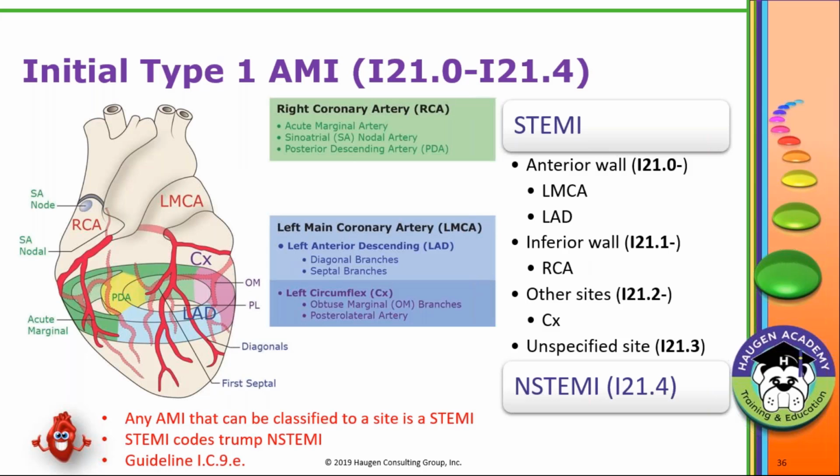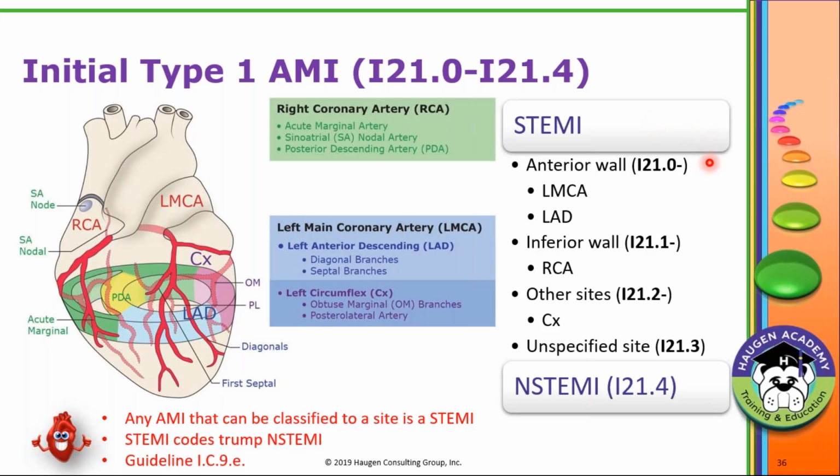When we talk about initial versus subsequent, they all refer to type 1 AMI. There is no such thing in ICD-10 as a subsequent type 2 AMI. I'll say it again. When we're coding in ICD-10, there's no such thing as a subsequent type 2 AMI. So in a type 1 initial AMI, they're classified as either STEMI or NSTEMI. STEMI stands for ST elevation MI. They can see it on an EKG, and they can localize it to a specific part of the heart.